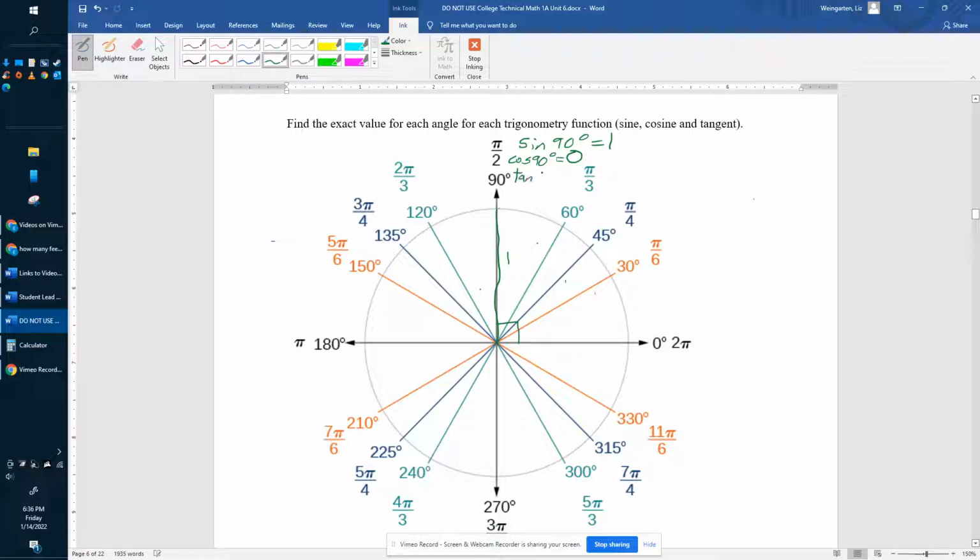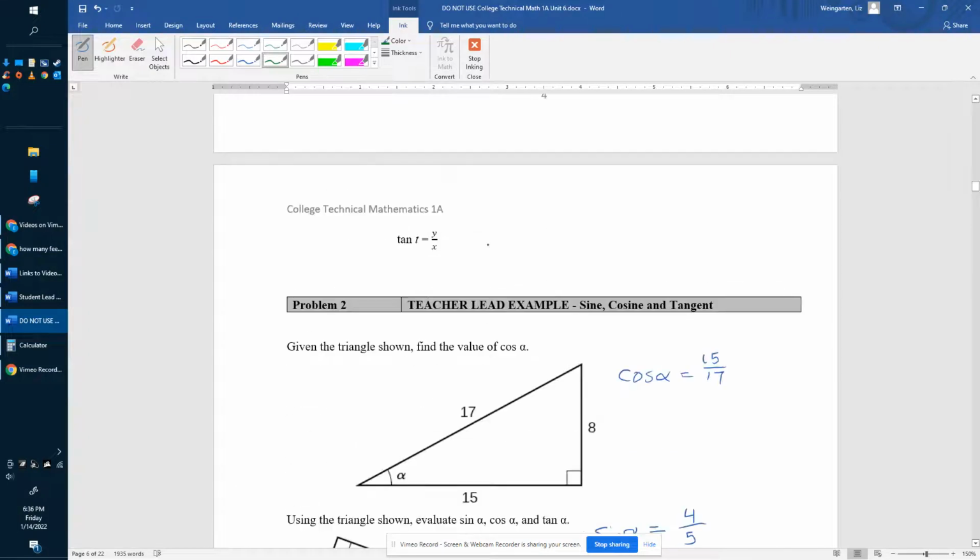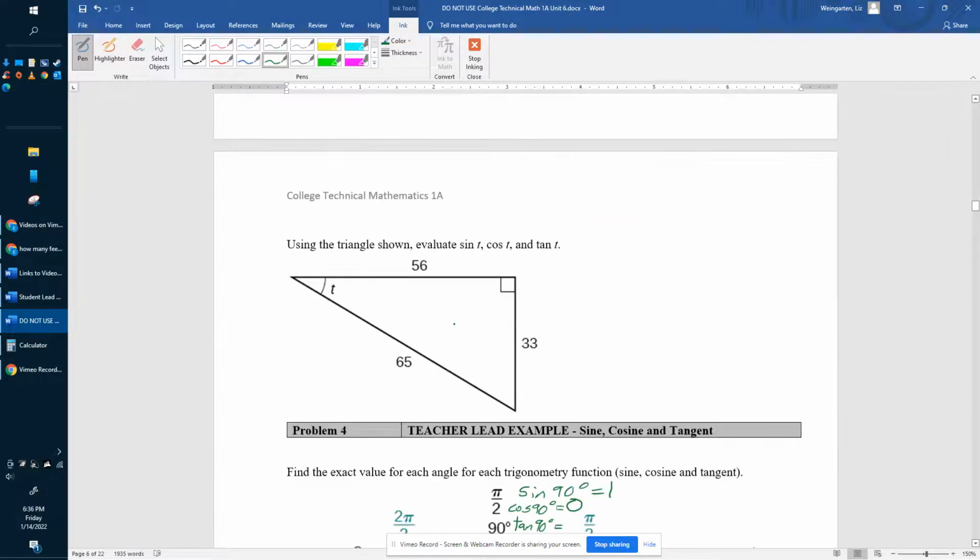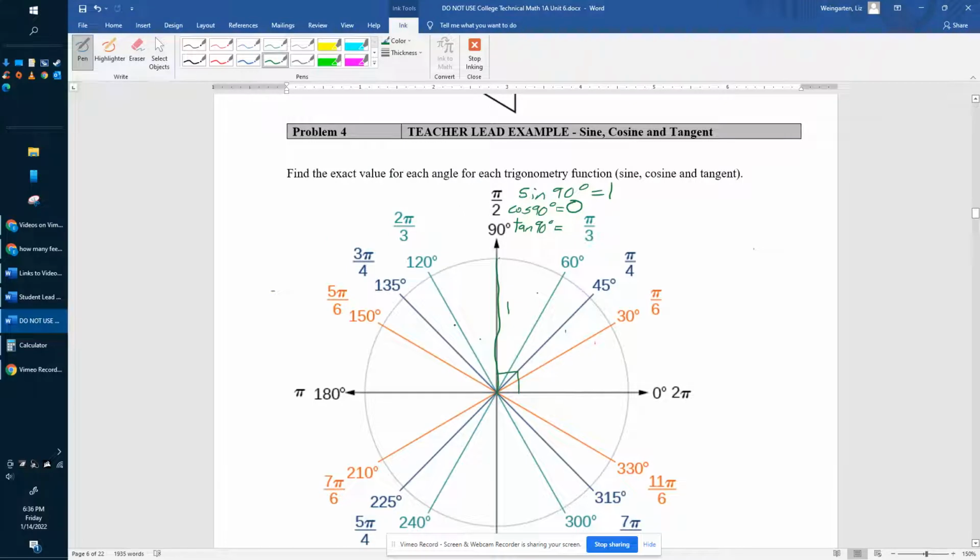Tangent of 90? Opposite over adjacent. So what does that mean? Let's look up here again. Tangent was y over x. Y is 1, x is 0. Oh no, we're dividing by 0 again. We can't do that. We will destroy the universe. It is undefined. So there are times when tangent can be undefined. Let's look at another weird one. Let's look at 0.